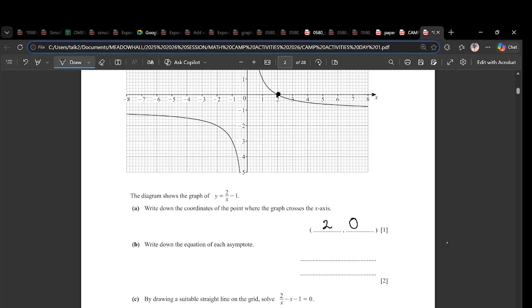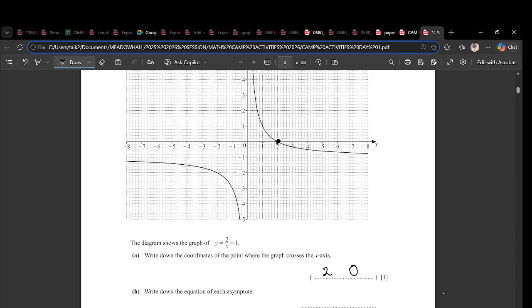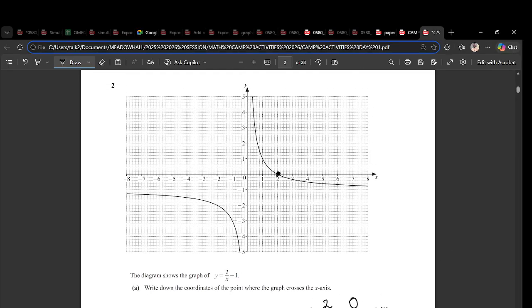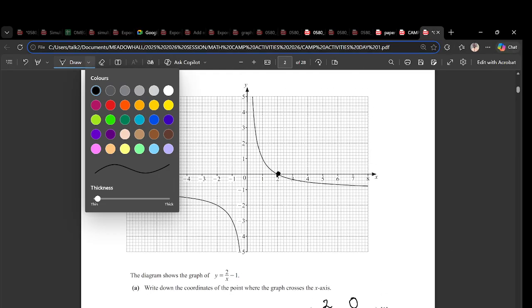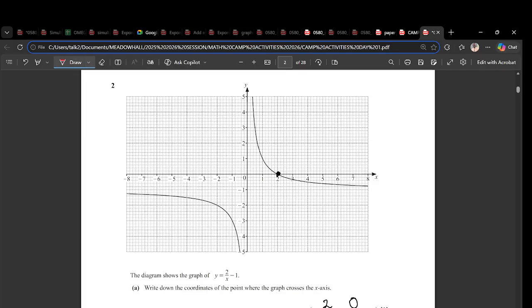Now they said find the equation of each asymptote. An asymptote is a line that is drawn very close to but does not touch that particular curve. So if you continue this curve here, it goes like this, but it will never touch this line you see here. Look at the same thing with the other curve. Same thing with this curve as well. It will never touch that line. So we call it the asymptote.